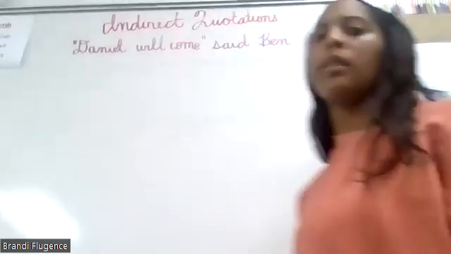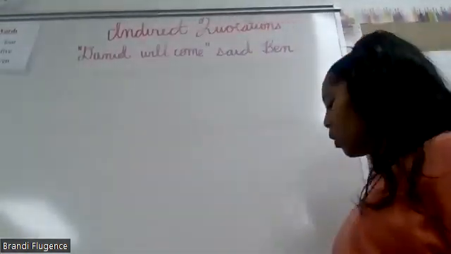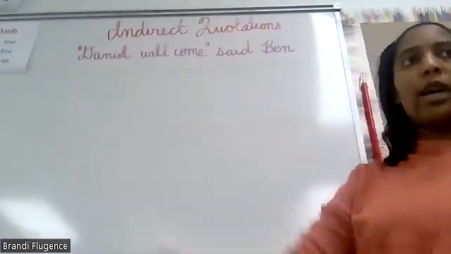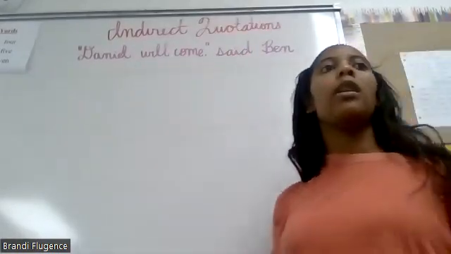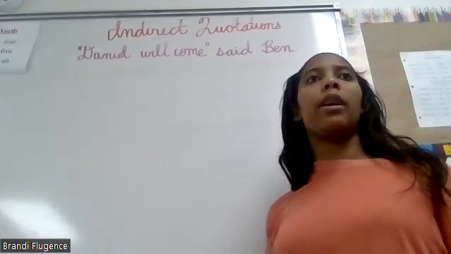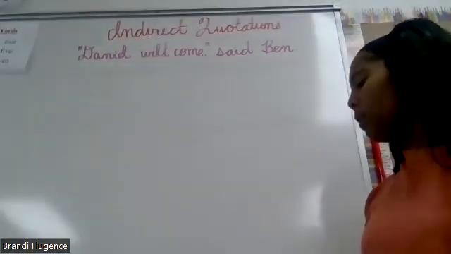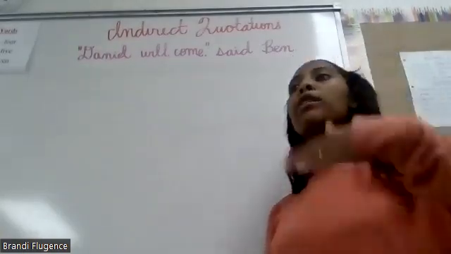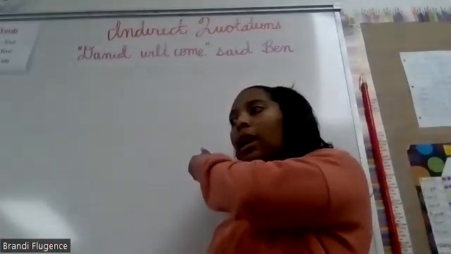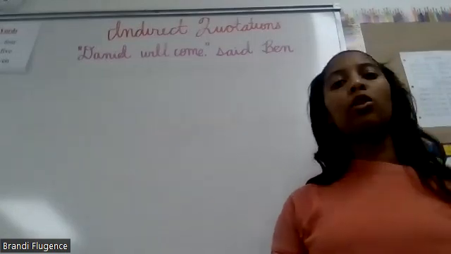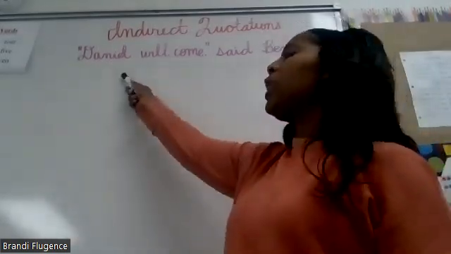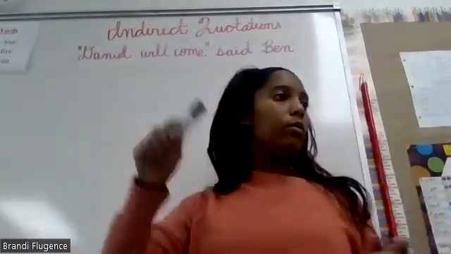All right, so let's go ahead and look at this one. It says, "Daniel will come," said Ben. So this is a direct quotation, guys. This is because we have a quotation mark. Someone is speaking, so it's a direct quotation. Daniel will come. But when I turn it into an indirect quotation, I am going to simply repeat what was said. Does anyone want to try to guess how we would say the indirect quotation, repeating what was said here?